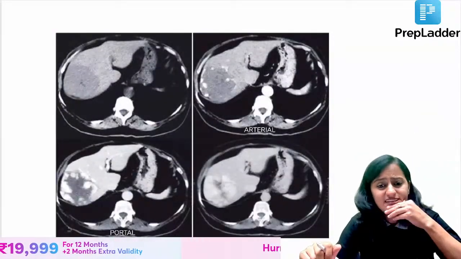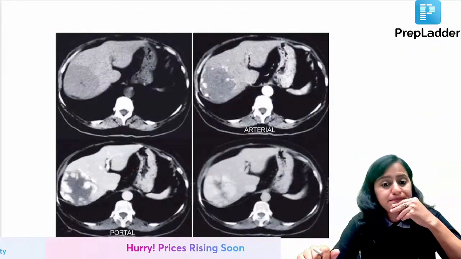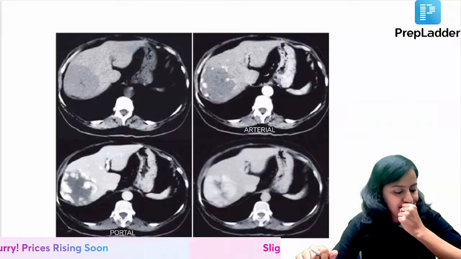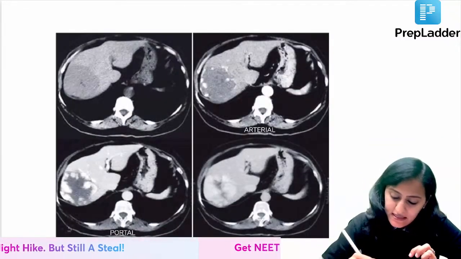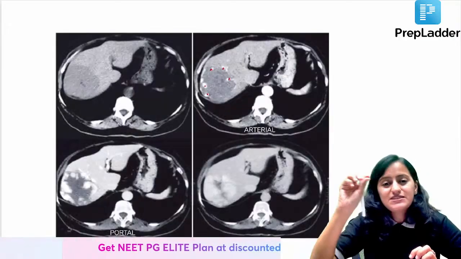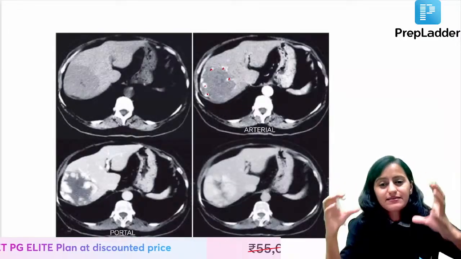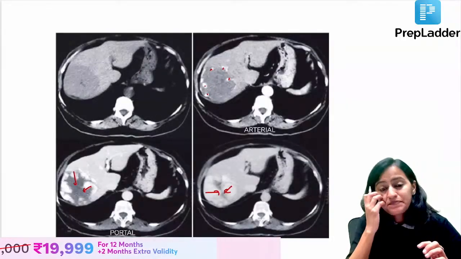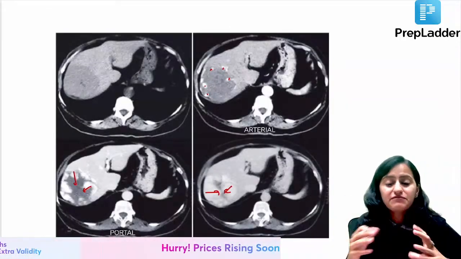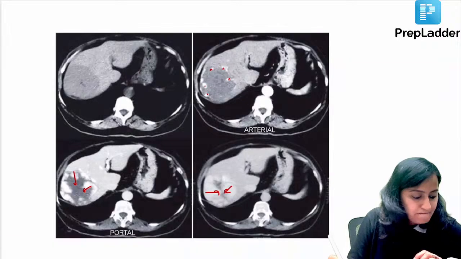And what is this liver lesion here? What is this one here? Where you are seeing in the early phase, there is peripheral, just nodular enhancement, and then the enhancement is increasing, right? It is filling up, centripetal filling of contrast, right?